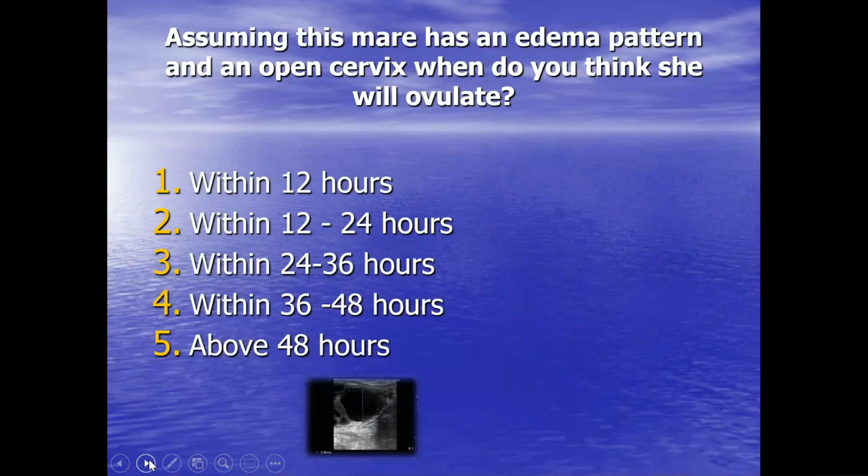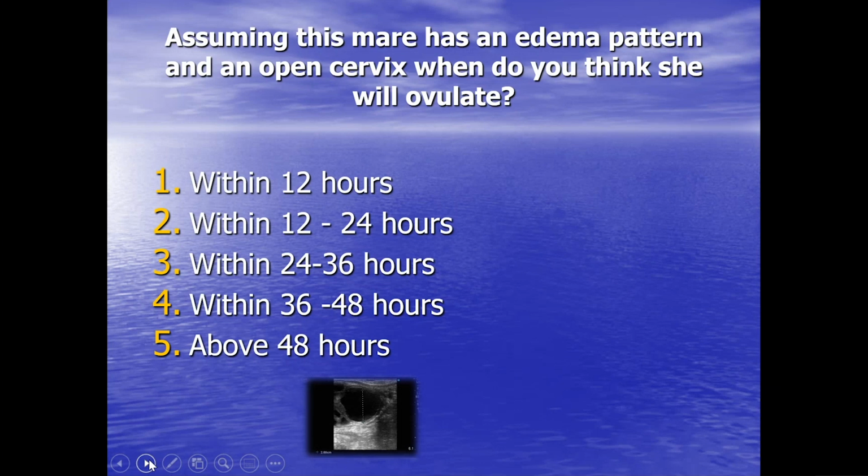Rather than tell you the answer now, let me set the question scenarios for you, and then we'll make sure we cover off those points I was alluding to. I assume this mare has an edema pattern and an open cervix. What am I saying by that? Well, I'm letting you know there isn't a corpus luteum present in this mare. There's no CL. So we've got a mare, and we don't know what the right ovary is doing. Let's say there are no follicular structures at all on the right ovary. But on the left ovary, we have this 2.68 centimeter follicle.